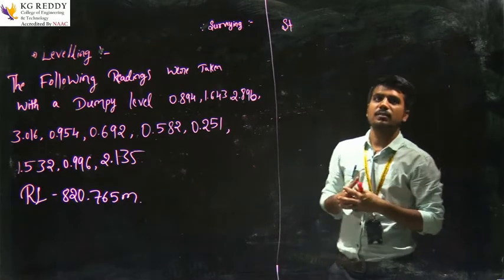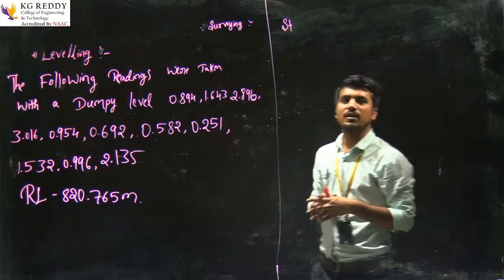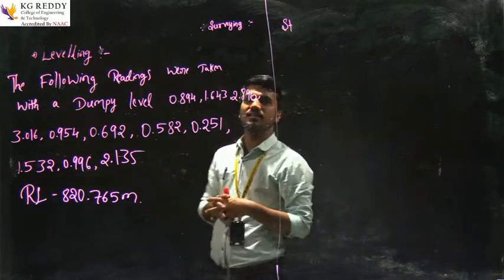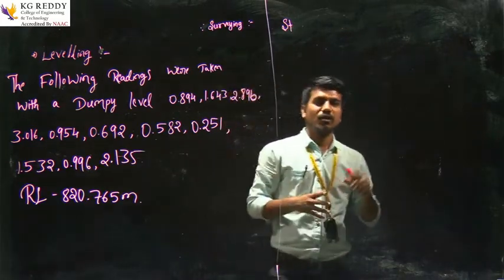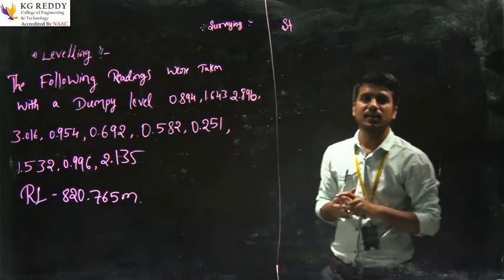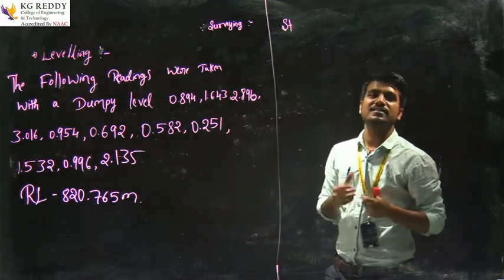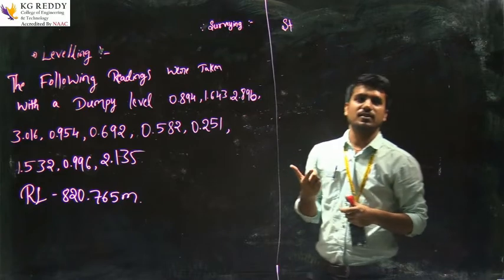In surveying, the subtopic is leveling. So, what do we mean by leveling? Leveling means the vertical distance between all the stations and their RLs. The RLs are nothing but the reduced levels of each station; that is called leveling of stations.